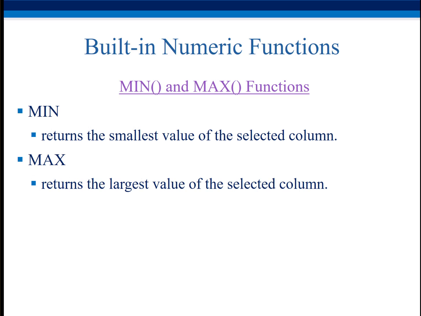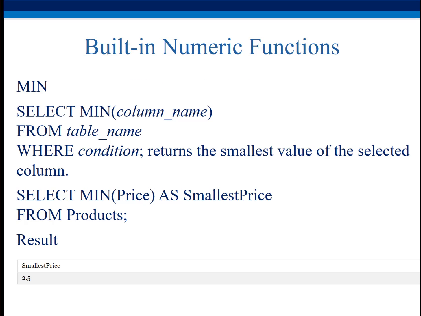MIN and MAX, right over here, you want to know the minimum and the maximum. Again, these are functions that are in Excel in that little E with the drop down arrow. MIN gives you the smallest. So if you want to know the smallest age, you could do MIN age or MAX age for the largest age. So here is the syntax. Select MIN, whatever column from table name, where, if you want a condition, it returns the smallest value.